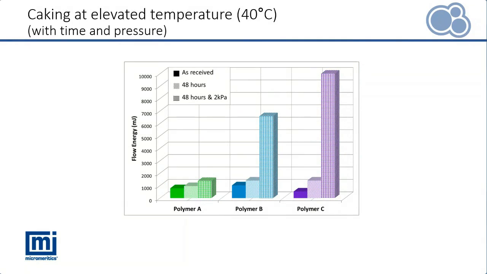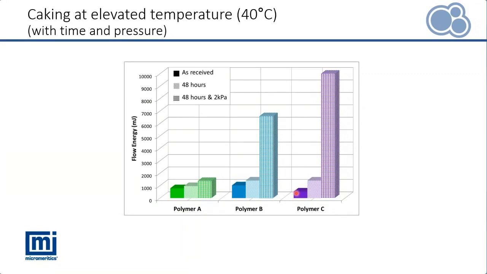Caking can also occur with elevated temperatures. So here we've got 3 different polymer samples, polymer A, B and C. We can see that, relatively speaking, in the as received materials all have fairly similar flow energies, polymer C coming in with the lowest flow energy.